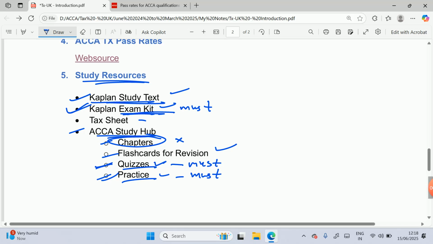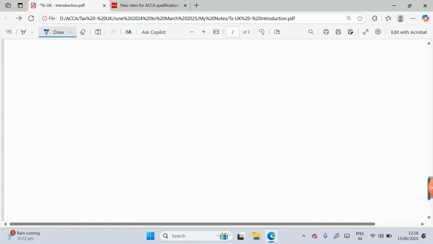So application you can do from n number of sources, right? But these are the must sources, whichever text you are preferring. If you are doing BPP, then BPP study text and exam kit. Do it from both the sources, I mean, from the exam kit and also your study hub. So let me guide you through the study hub.